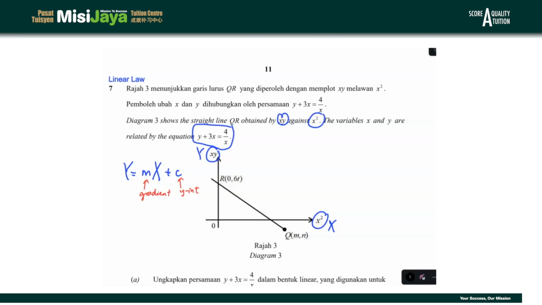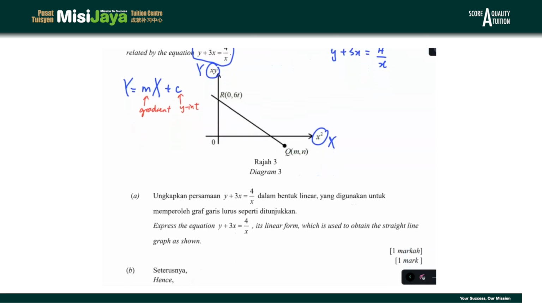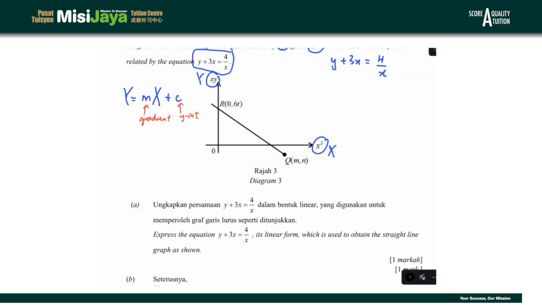Now let's look at what they give us. They give us y plus 3x equals 4 over x. Even in the question, if you do a lot of questions, without even reading the question, you already know what they are going to ask, right? So express the equation in linear form, which is used to obtain the straight line graph as shown. This is a non-linear equation, so they want you to change it to a linear equation, which is this linear form.